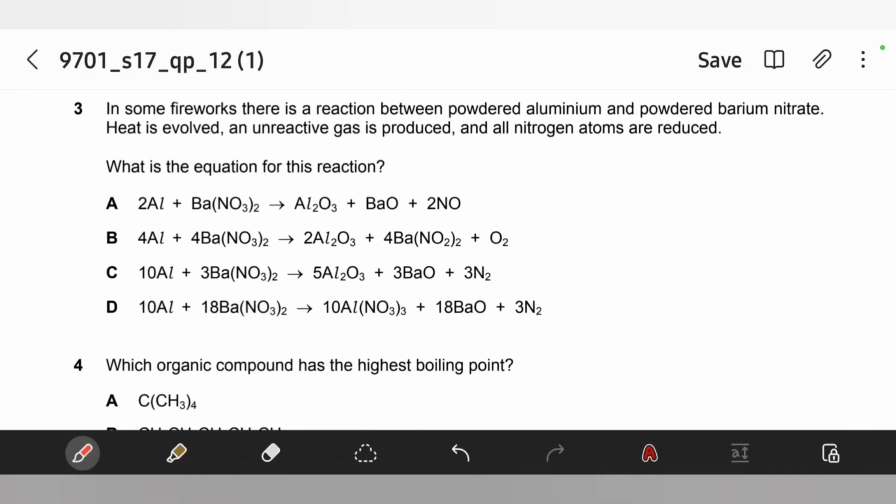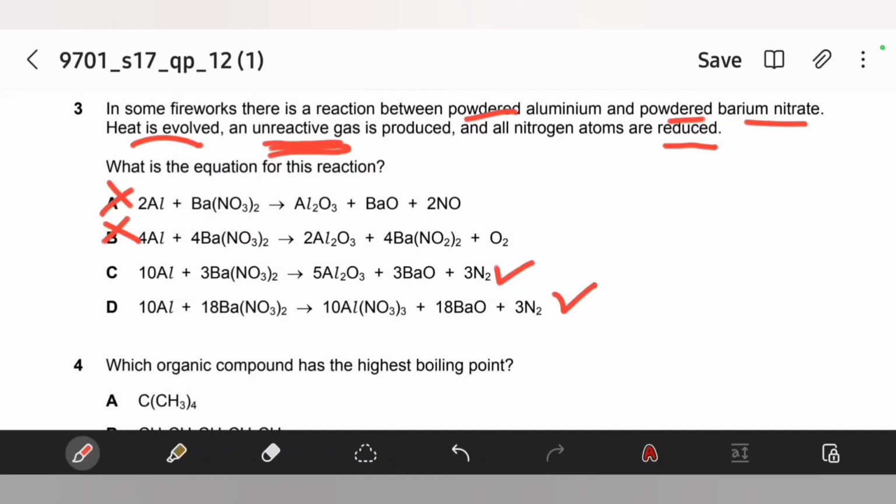In some fireworks, there is a reaction between powdered aluminium and powdered barium nitrate. Heat is evolved, an unreactive gas is produced, and all nitrogen atoms are reduced. So what is the equation for this reaction? Since we know that an unreactive gas is produced, it is most likely that it would be nitrogen. So this equation and this equation contain nitrogen. These ones are cancelled. So let's see which is going to be the equation from these two.